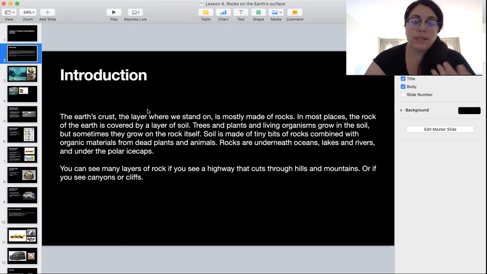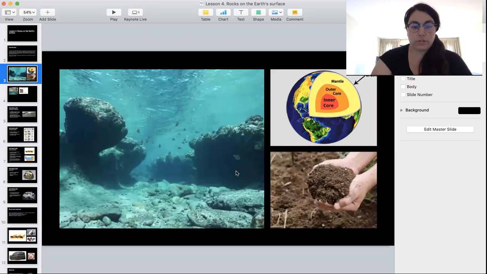And you can see many layers of rock. If, for example, you are traveling in your car, driving with your mom and dad, and you see where they cut a road in the middle of a hill or a mountain, you can see all of the different layers. Okay, or if you see a canyon or a cliff. Let me show you some pictures, okay? This is the ocean and you see the rock underneath. This is soil as you know it.